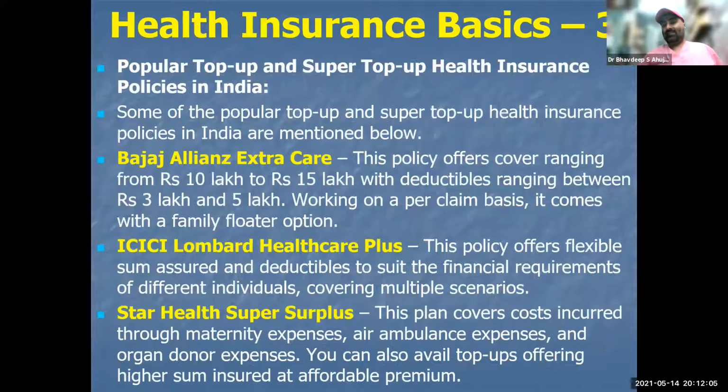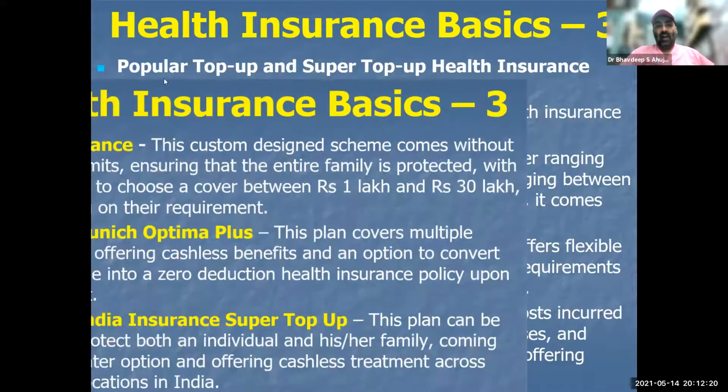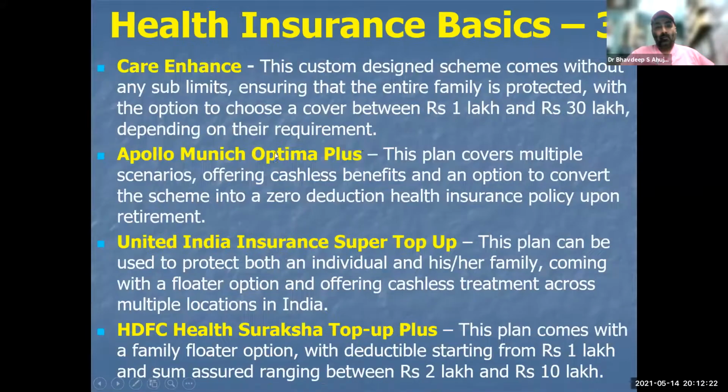This is the last session, so I'll be giving out the names as I did in the OPD part. Various companies which give you top-up and super top-up: Bajaj Allianz Extra Care, ICICI Lombard Healthcare, Star Health Surplus, Super Surplus Plan, Care Enhance, Apollo Munich Optima, of course now HDFC Ergo, United India Insurance Super Top Up, HDFC Health Suraksha. This is one of the favorite plans in the healthcare sector, HDFC Health Suraksha.